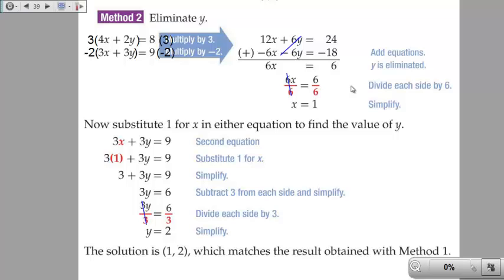So what is our ordered pair? The solution is going to be 1, 2, and that matches the same exact results we came up with for method 1. Two different ways to skin the same kitty cat. Meow.